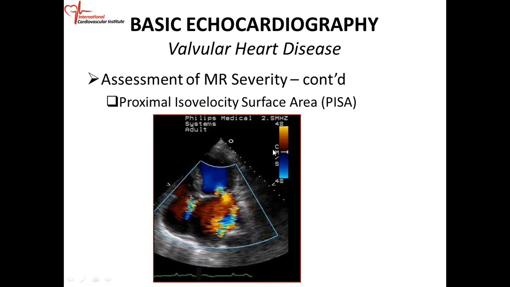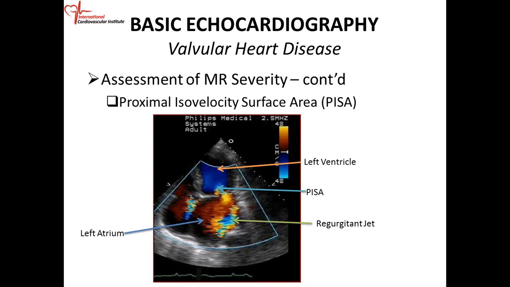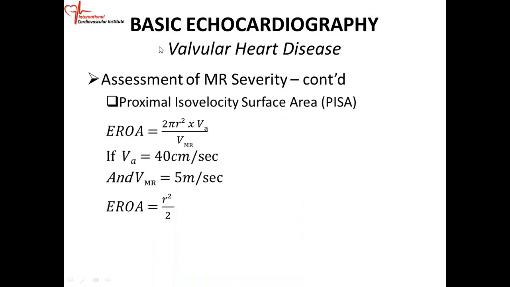You do what we call a baseline shift on the color flow. This number is your Aliasing velocity. This is what you use, but see, it's in centimeters per second. So you just plug these things into the equation.